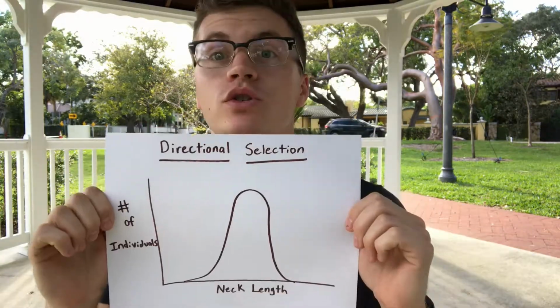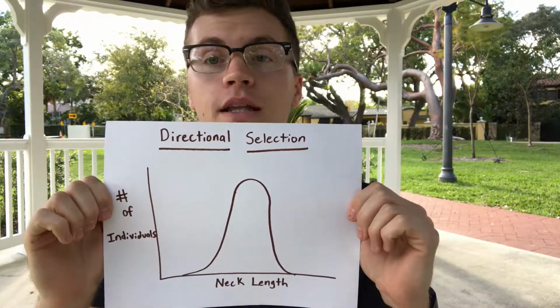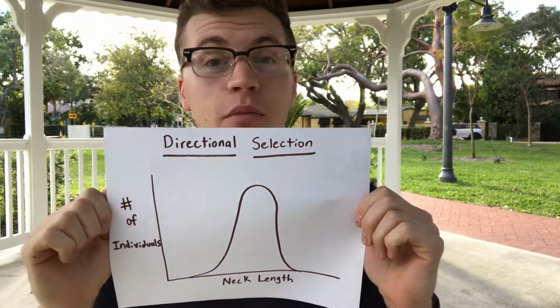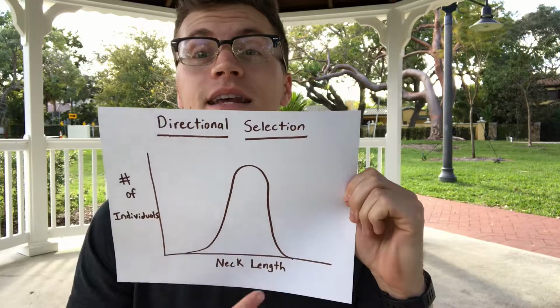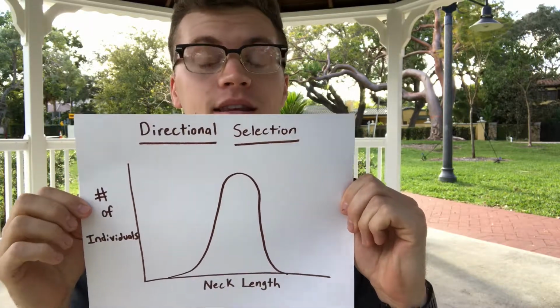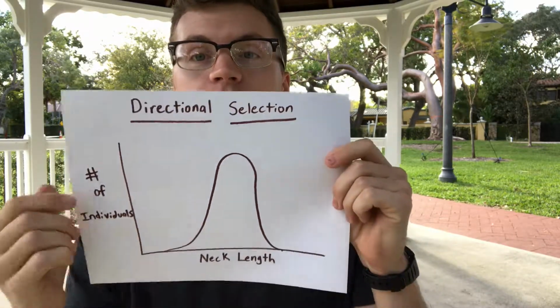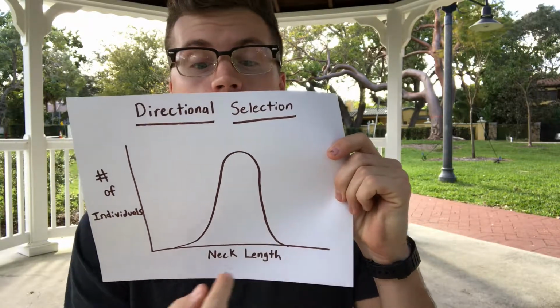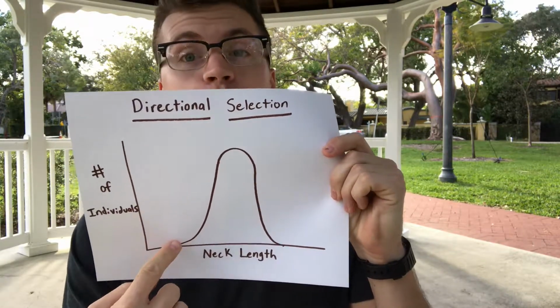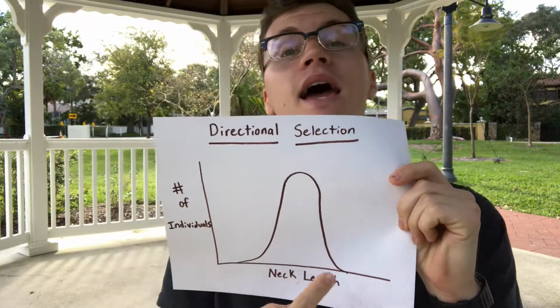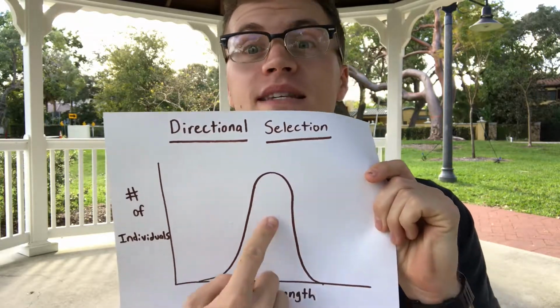So giraffes have their classical long necks like that, and they basically evolved those necks to be able to eat leaves out of trees. So let me walk you through how that kind of works. So with directional selection, basically on the y-axis here, we have the number of individuals, and on the x-axis down here, we have neck lengths. And so essentially what we see is from short to long, there are fewer individuals with short necks and fewer individuals with long necks, and the majority of individuals have a medium-sized neck here.